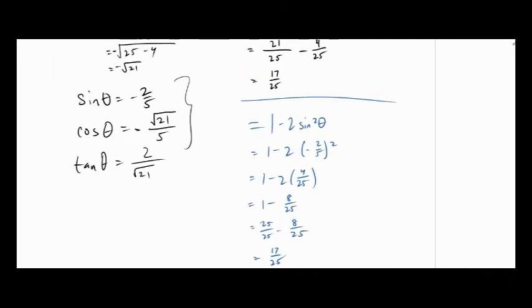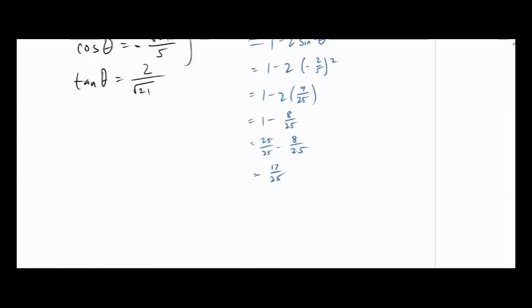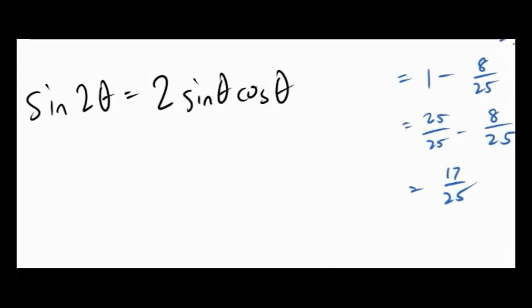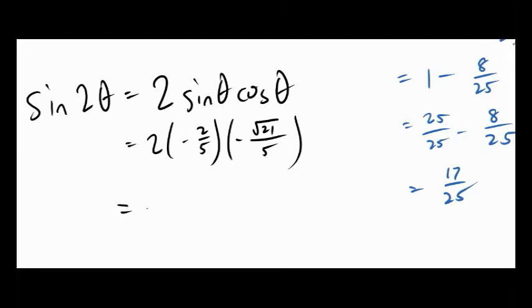And you can do the same for the other form. You better get the same thing, obviously, right? But math works out both ways. Okay, and then we were asked to do sine 2 theta as well. So sine 2 theta is 2 sine theta cos theta. 2 times sine theta, which is negative 2 over 5, times cos theta, which was negative root 21 over 5. So that's 2 times 2 is 4. So 4 root 21 over 25.